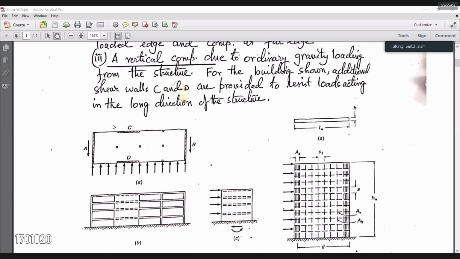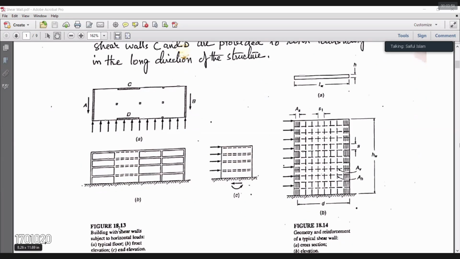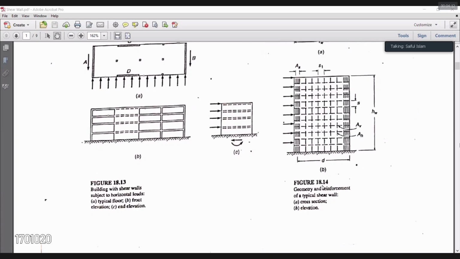Now, in this figure, this is the plan, and these are the elevations. In Figure 18.13, the building with shear walls is subject to horizontal loads. A is a typical floor, B is the front elevation, and C is the side elevation. And in Figure 18.14, the geometry and reinforcement of a typical shear wall, cross-section, elevation, etc. are given, and the reinforcement is highlighted here.